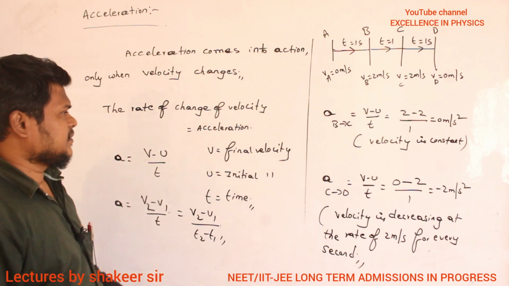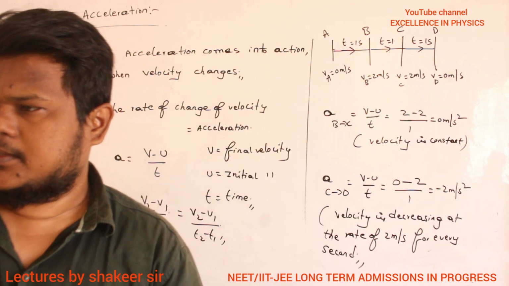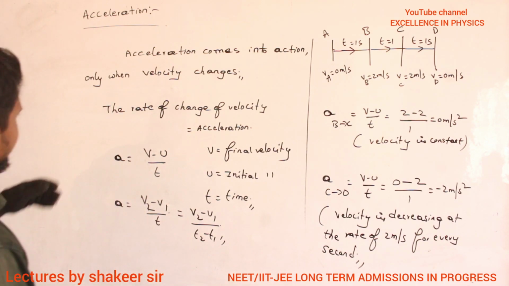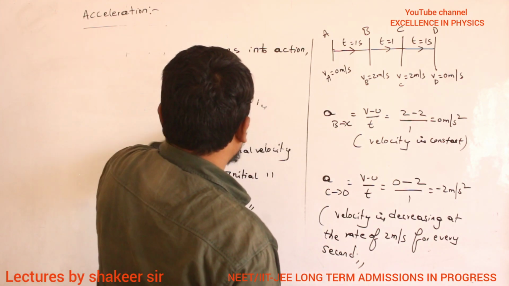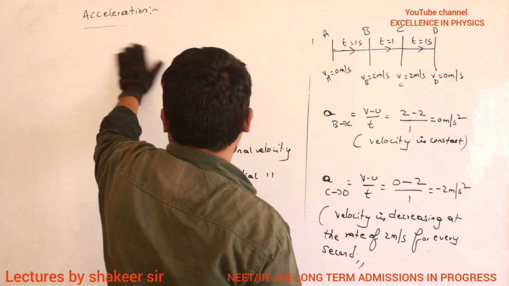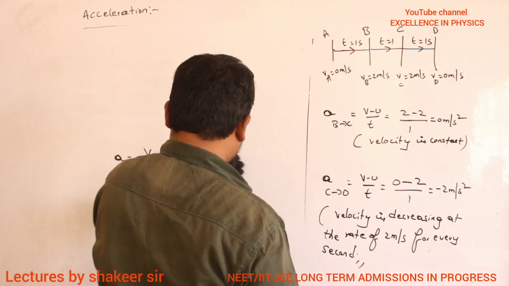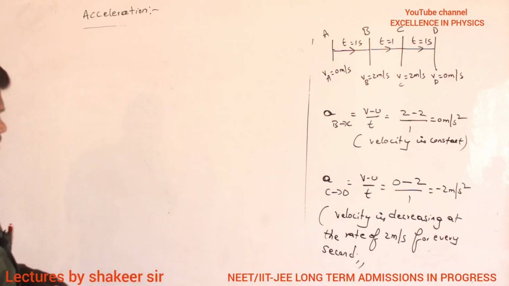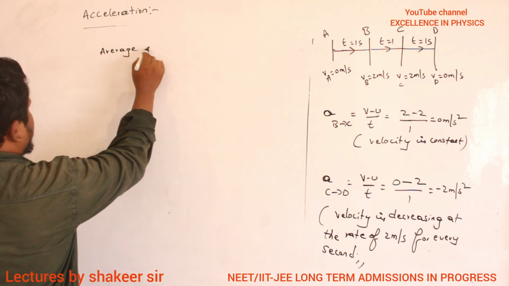Fine? So if you want to write the names of them, you can write here: negative acceleration, retardation, deceleration. Is it clear? That's it. So what is the basic meaning of acceleration we have studied? Clear? Now we will study what is meant by average acceleration and instantaneous acceleration. First of all, I will study average acceleration.